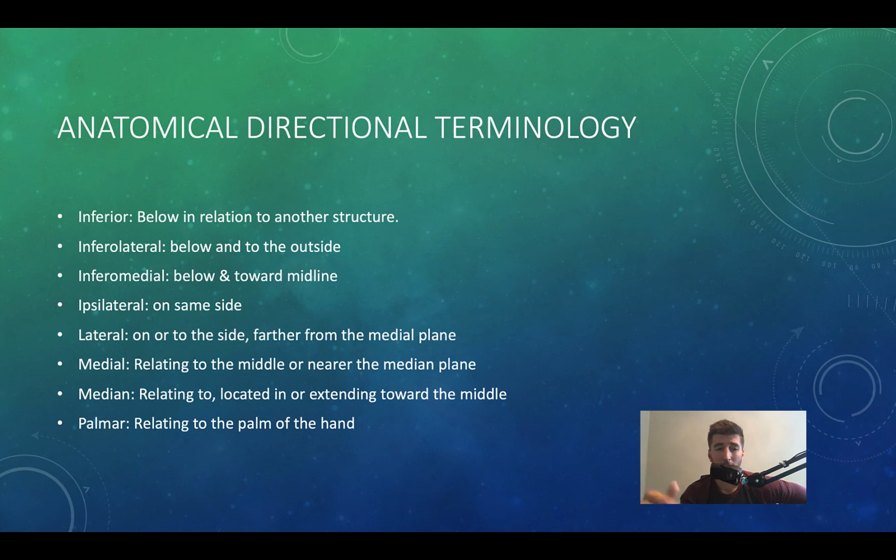Again, you kind of just have to memorize some of these things because they're directional terminology, and I apologize. I know that it's somewhat boring, but it's still super important.